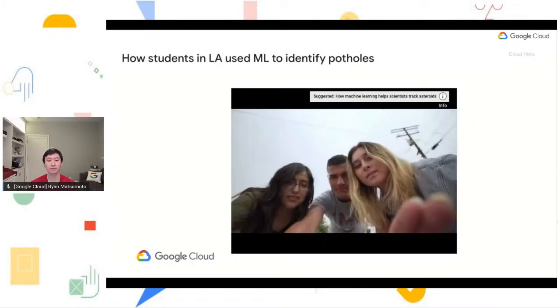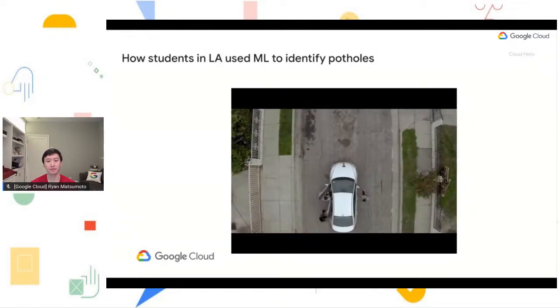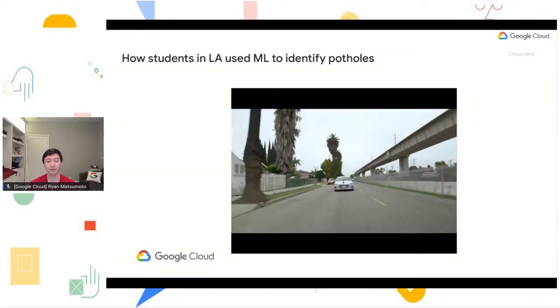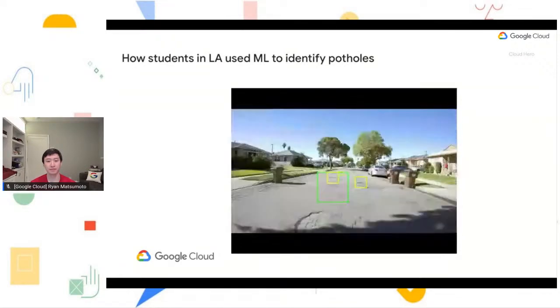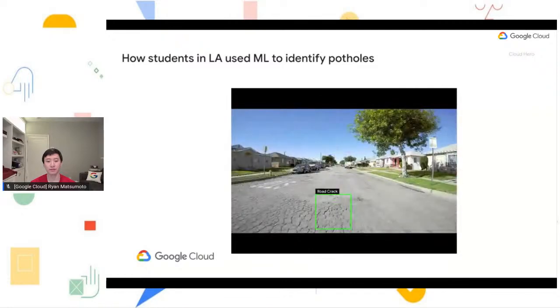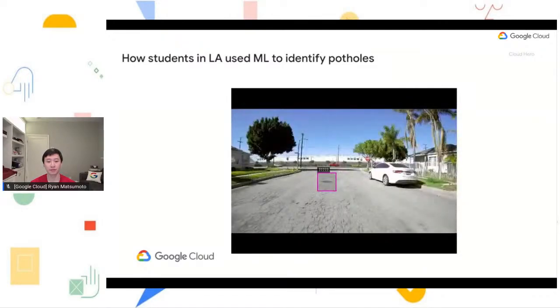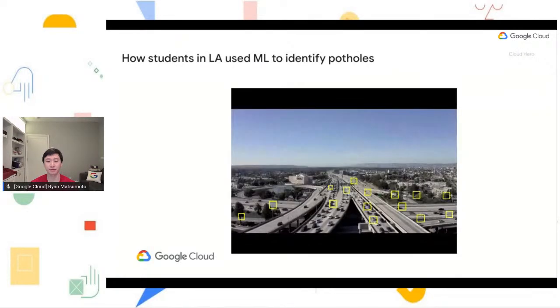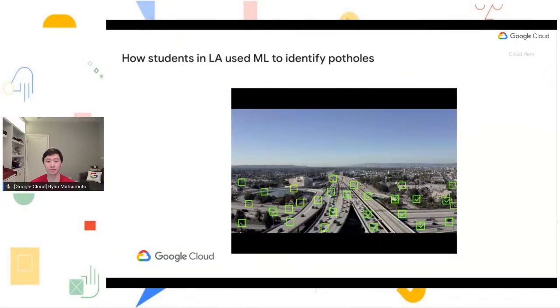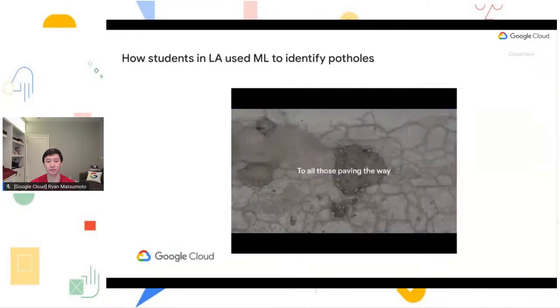So we rigged a camera to a car and we drove around to capture footage of different roads and freeways. Then, we used TensorFlow, Google's open source machine learning tool, to develop a model that could quickly identify potholes, road cracks, and other weird stuff with a high rate of accuracy. Which means workers can spend less time finding potholes and more time fixing them.